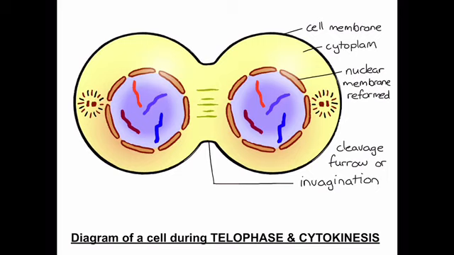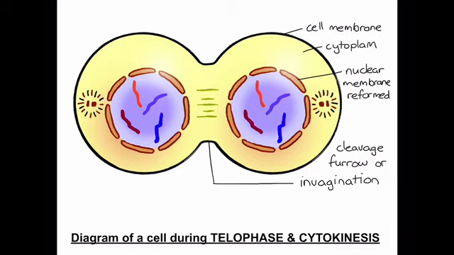So this is what an animal cell looks like. You can see the cleavage furrow, the invagination. You can see that the nuclei have reformed. The nuclear membrane is there. The nucleolus is probably in process. There's no spindle fiber, but there are still centrioles. Okay, so that's very crucial. Make sure that you get your cell membrane and nuclear membrane labels the right way around.